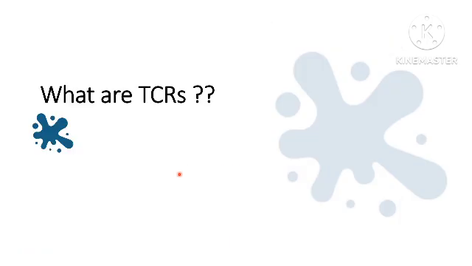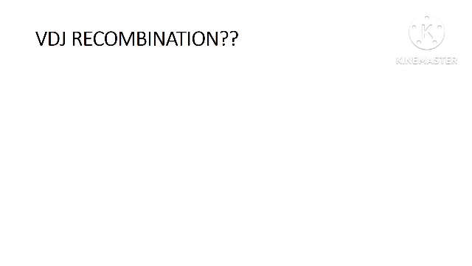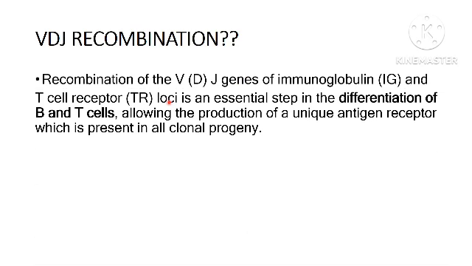Now we know the structure and composition of immunoglobulins, different types of immunoglobulins. So let's see what are T cell receptors. Any idea? We'll discuss in subsequent slides. What is VDJ recombination? Have you heard of it? So VDJ recombination in simple terms is recombination of V segment, D segment and J segment of immunoglobulin and T cell receptor, which is essential for differentiation of B and T cells. We'll see VDJ recombination in detail in subsequent slides.